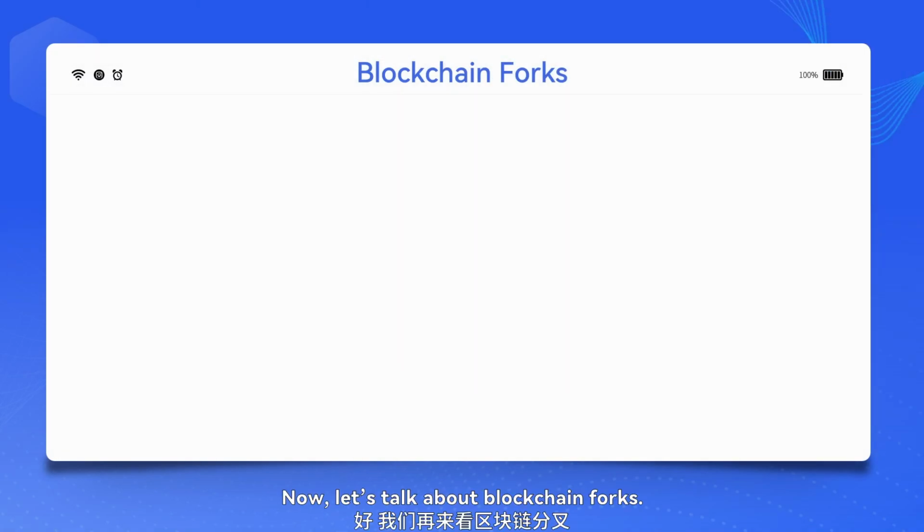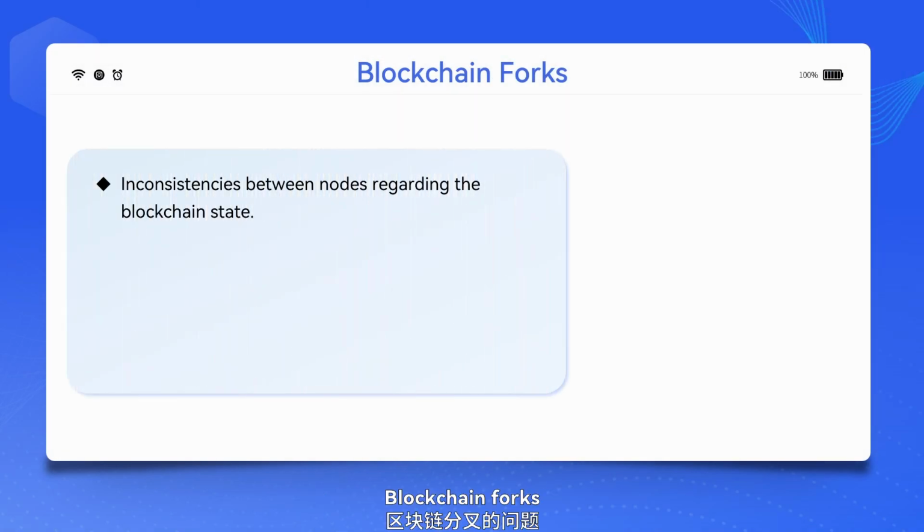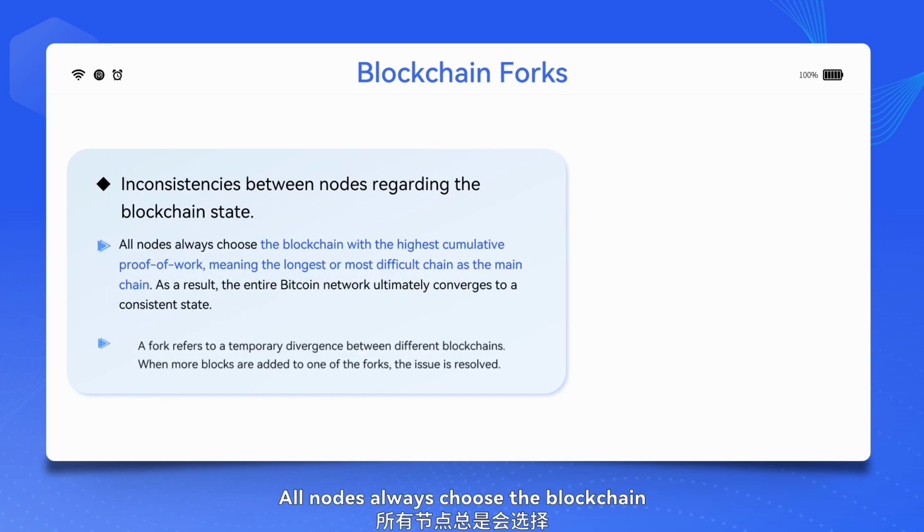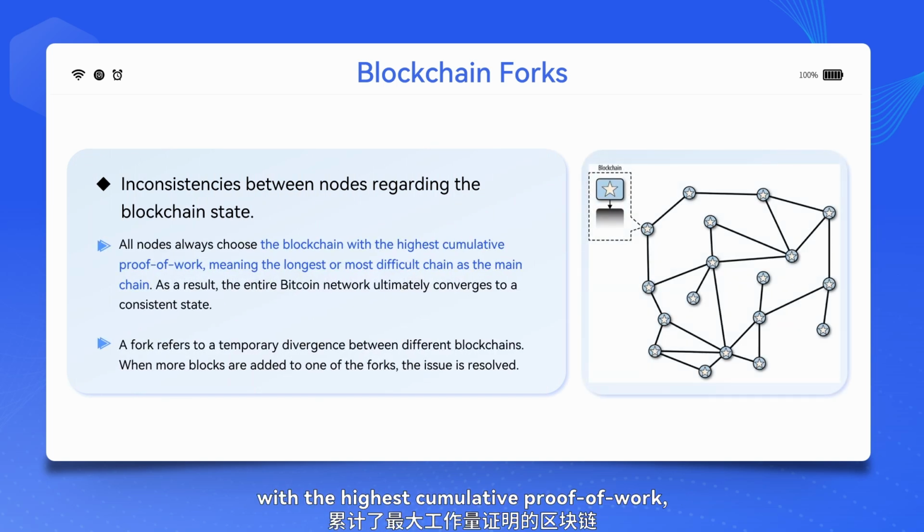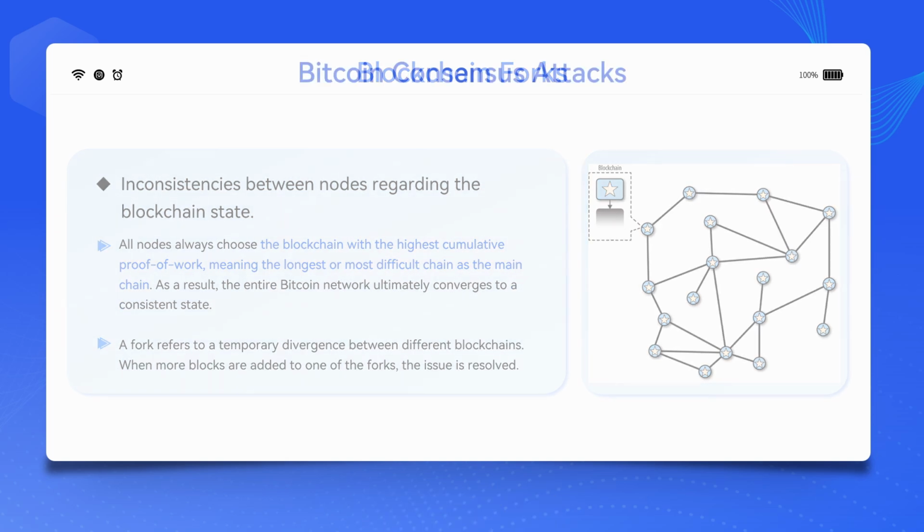Now let's talk about blockchain forks. Blockchain forks essentially arise from inconsistencies between nodes regarding the blockchain state. All nodes always choose the blockchain with the highest cumulative proof of work, meaning the longest or most difficult chain, as the main chain. As a result, the entire Bitcoin network ultimately converges to a consistent state.